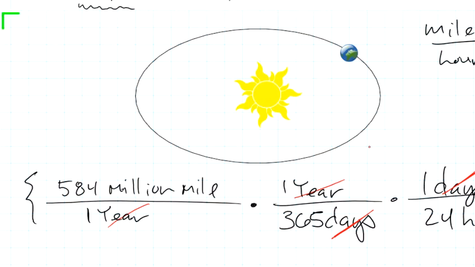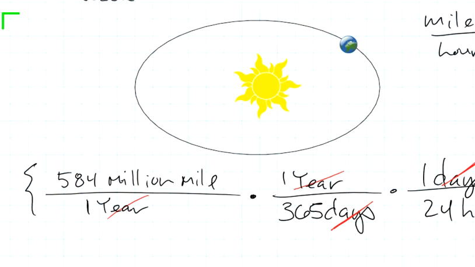And when I'm done with this, the only units that are available here are millions of miles per hour, right? In other words, miles per hour. So I just need to do the arithmetic, right? I need to take a calculator. Let me grab a calculator.